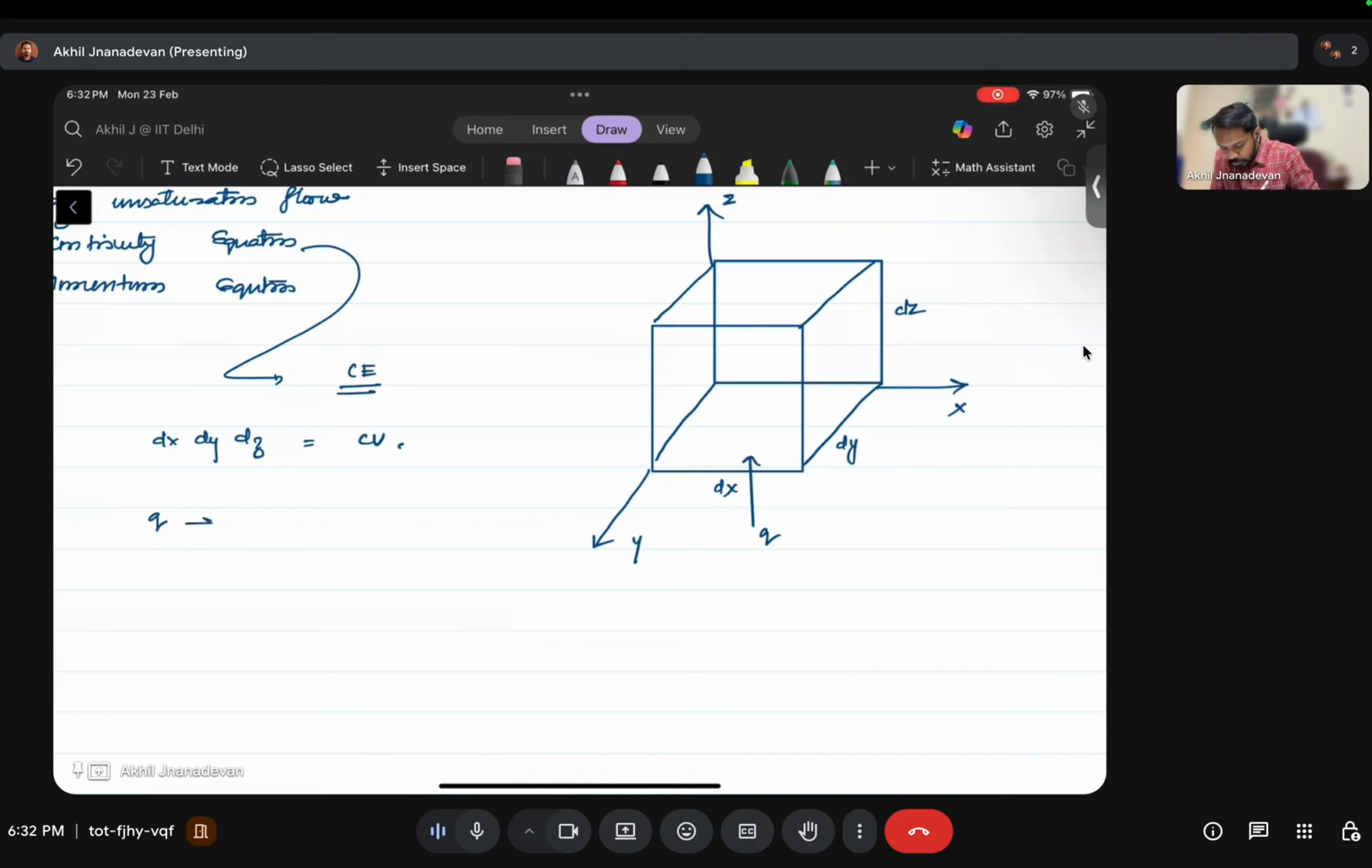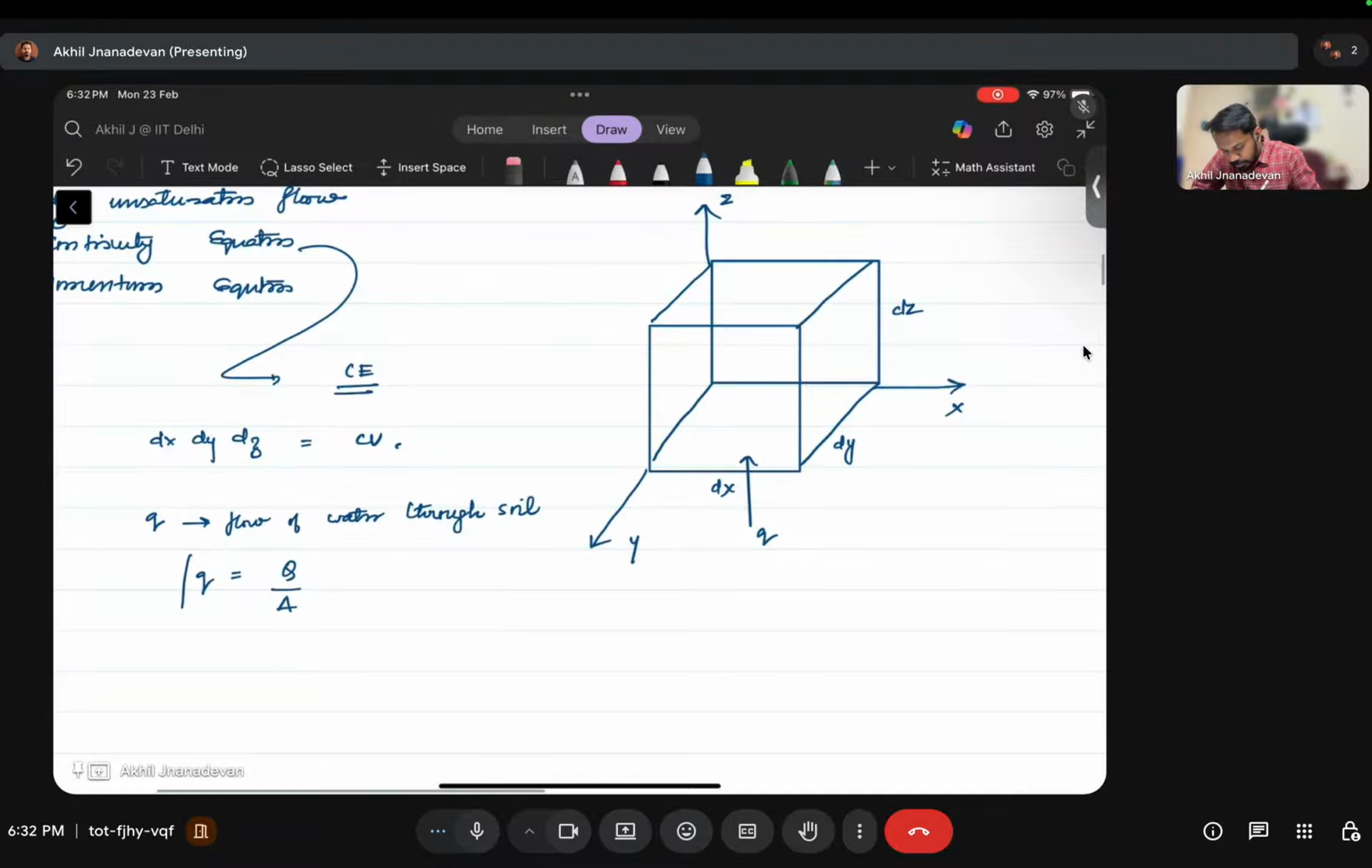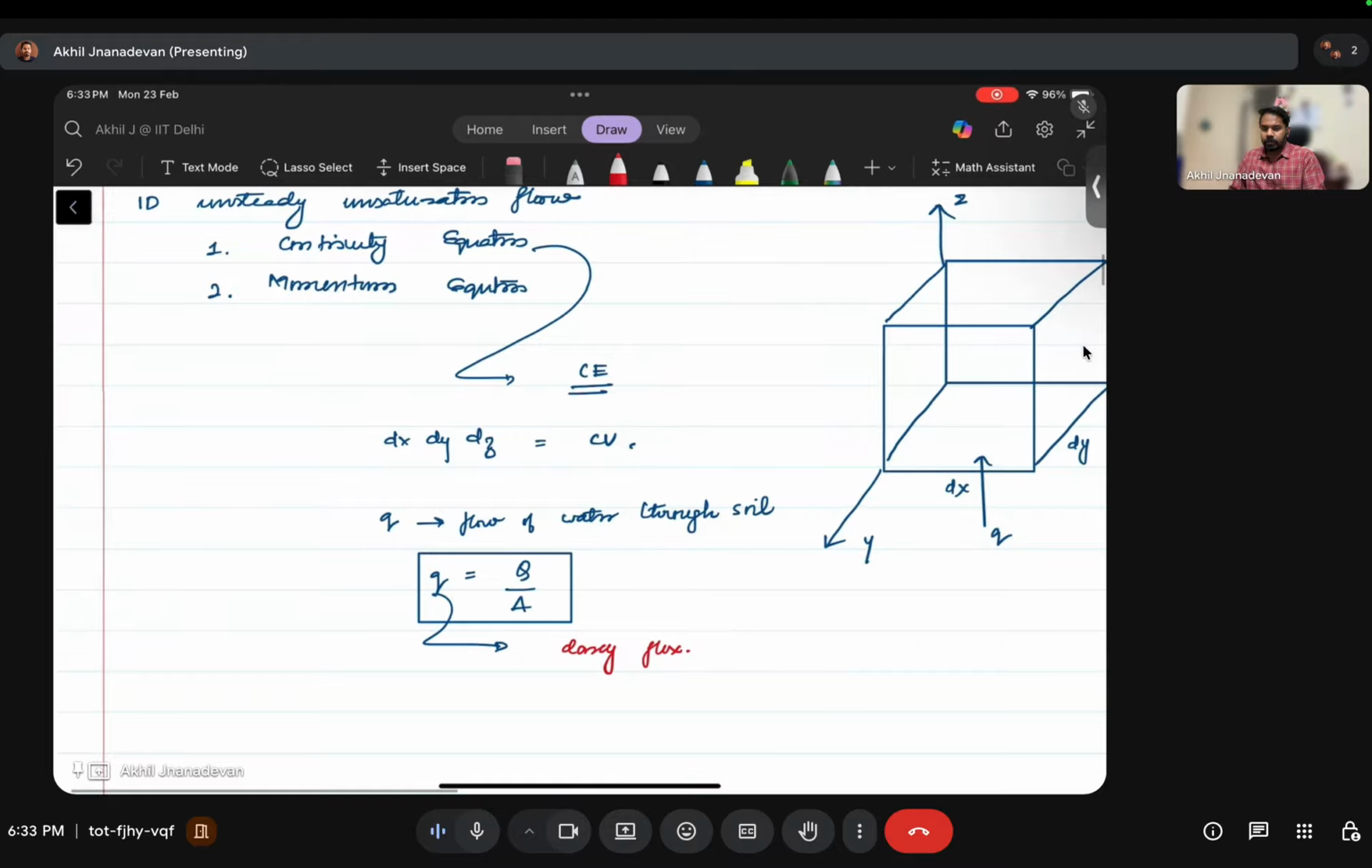This particular flux Q is the flow of water through soil. This flux can be represented as the discharge, that is the total discharge of water per unit area. And we are calling this the Darcy flux. Darcy is the name of the scientist who did experiments and came up with the quantification of this flux, relating it to the head loss. So this is called the Darcy flux.